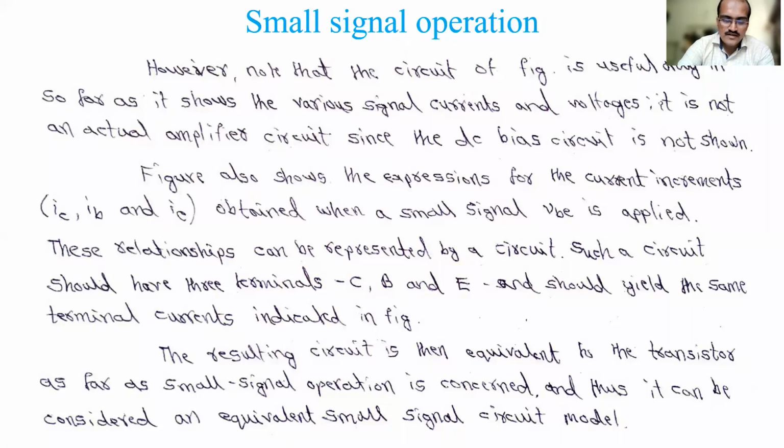Last time you did network theory and the analysis, right? But in case a transistor comes in there, how do you model that, how do you apply the analysis? It is very difficult, no? That's why, by understanding the transistor currents and voltages, we try to bring an equivalent model in terms of a voltage source, resistor, like that. If we bring that, you can do the analysis easily. The resulting circuit is then equivalent to the transistor as far as small signal operation is concerned, and thus it can be considered an equivalent small signal circuit model.